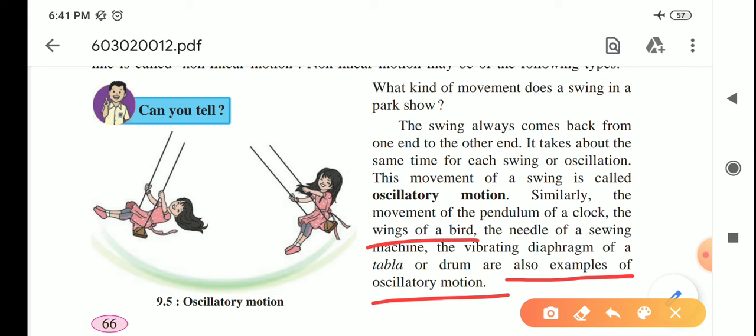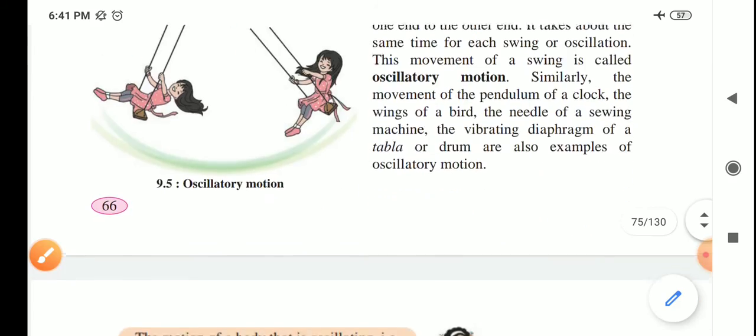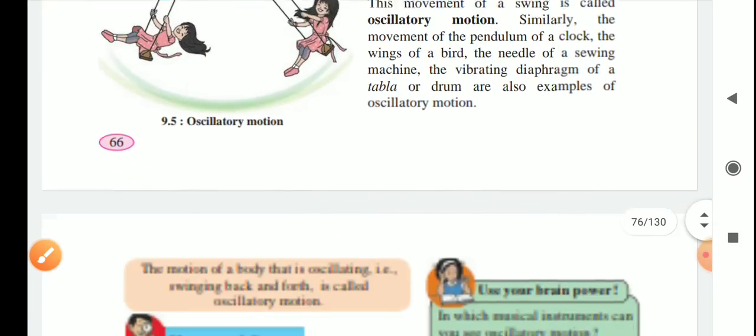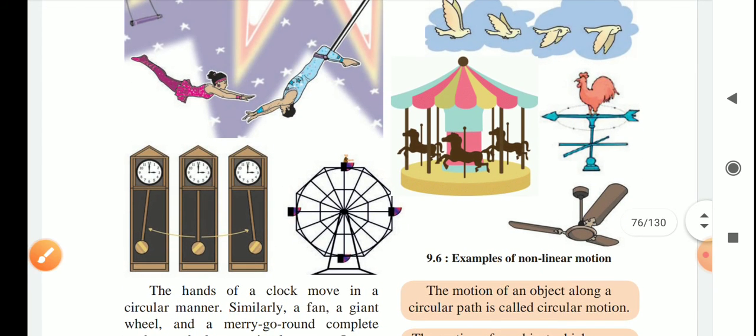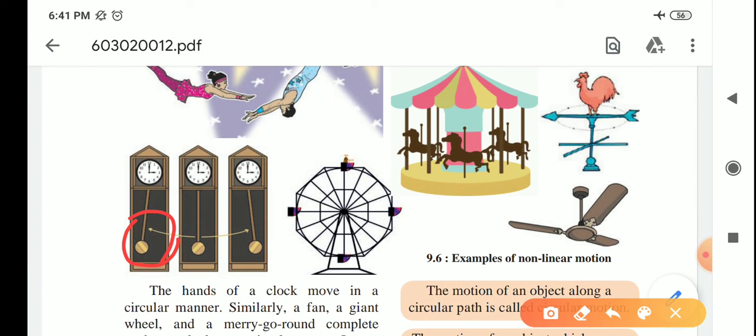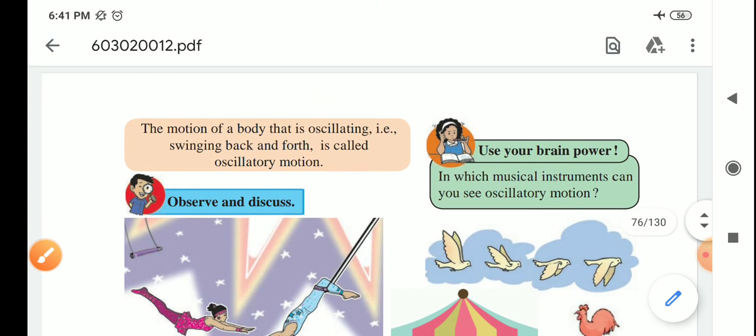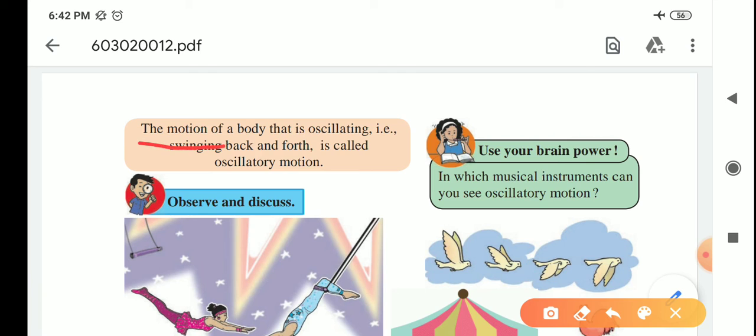Wings of a bird, this one can be easily remembered. Vibrating diaphragm of the tabla or drum, and movement of the needle of a sewing machine, and the last one is the pendulum of a clock. What is the pendulum of a clock? That is shown in this image. This is called the pendulum of a clock. This moves in this direction. So here a few more points are given. The motion of a body that is oscillating, that is swinging back and forth, is called oscillatory motion.